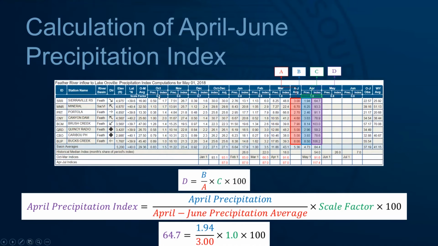Similarly, in October, that scale factor is only 0.5. You wouldn't expect too much of that precip in October to affect what happens to the April through July runoff. And then multiply that by 100. So for the example here, the precip index for the Sierraville station would be 64.7, which is what's calculated there. We do that for a variety of stations for that watershed, and then average across all those stations, and you get a number. That's basically what 84.4 is for the basin-wide precip index for April.